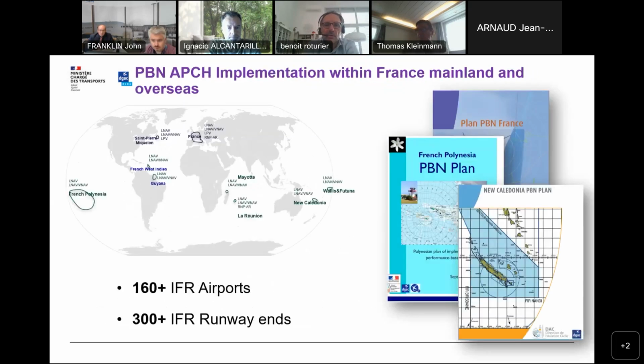This slide just shows the type and the localization of airspaces where we are investing in the PBN activities. So you see on a worldwide basis, it's more than 160 IFR airports and more than 300 IFR runway ends. But of course, the rationalization is mostly conducted over France metropolitan area, because we have this EGNOS coverage.